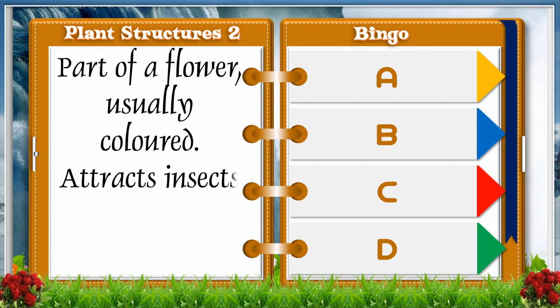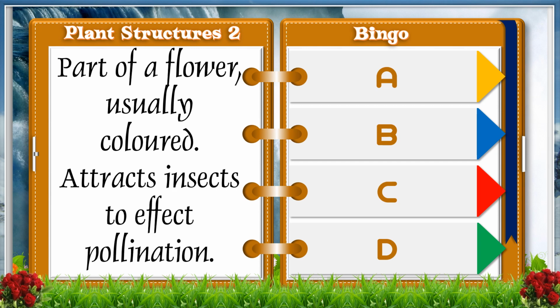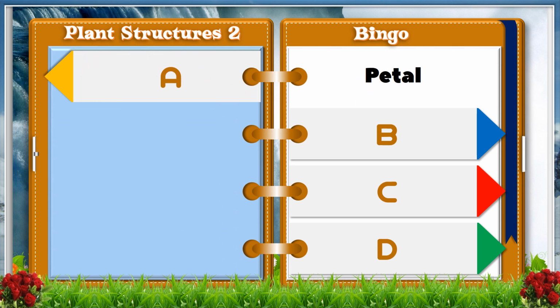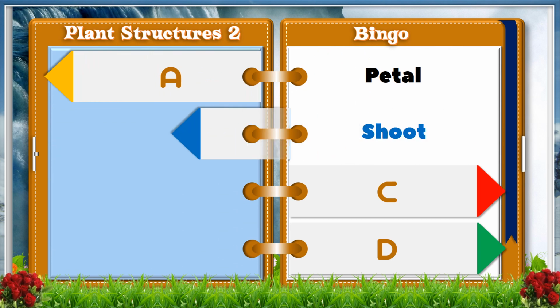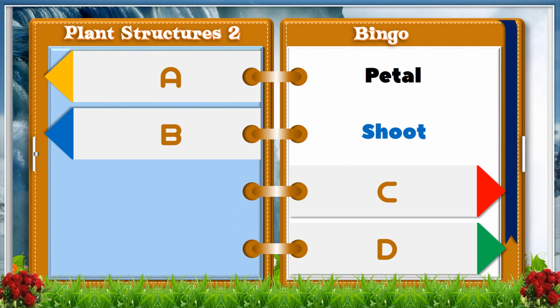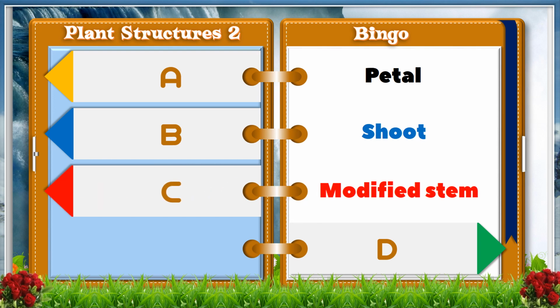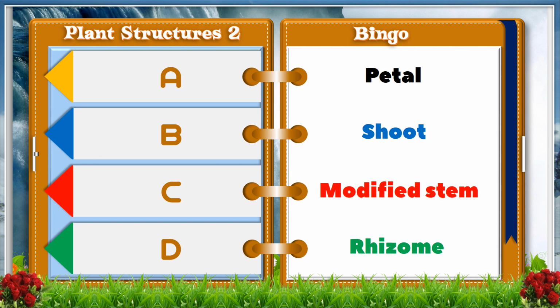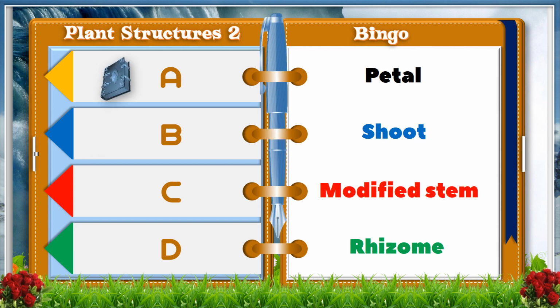Part of a flower, usually colored, attracts insects to effect pollination. A. Petal. B. Shoot. C. Modified stem. D. Rhizome. And the answer is A. Petal.